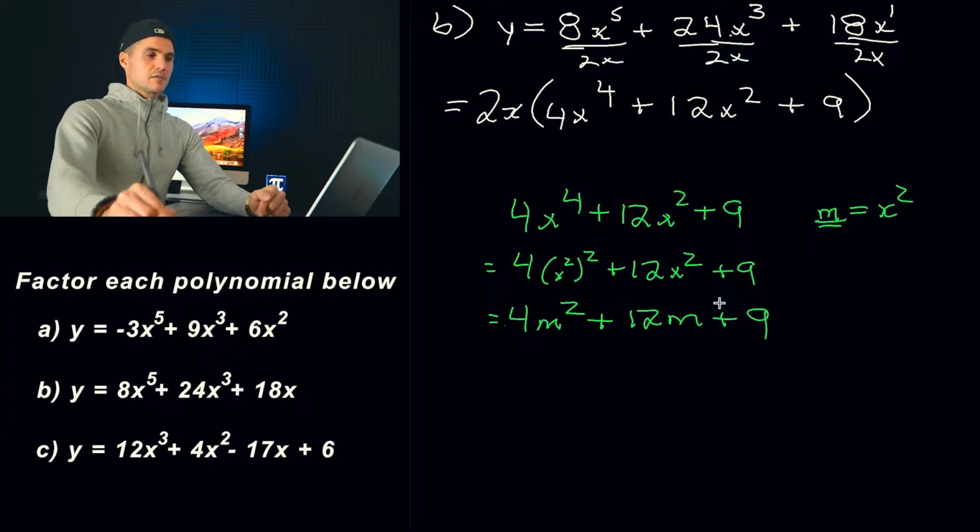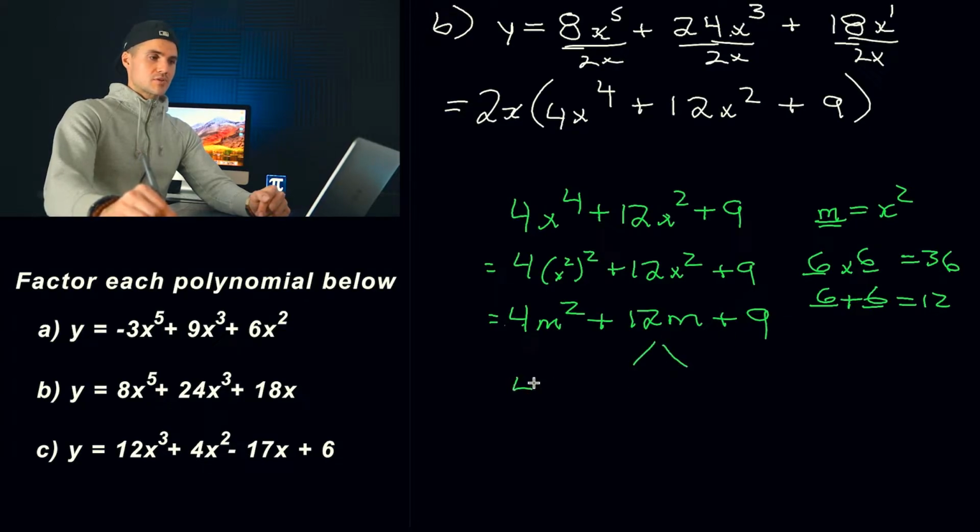And so from here, let's factor this. I'm going to actually go through the entire decomposition process on this one. So 4 times 9 is what? 36. That's the AC value. And then the B value is what? 12. And so two numbers that multiply to 36 and add up to 12, that's going to be 6 and 6. So we would decompose this middle term into 6m plus 6m plus 9.